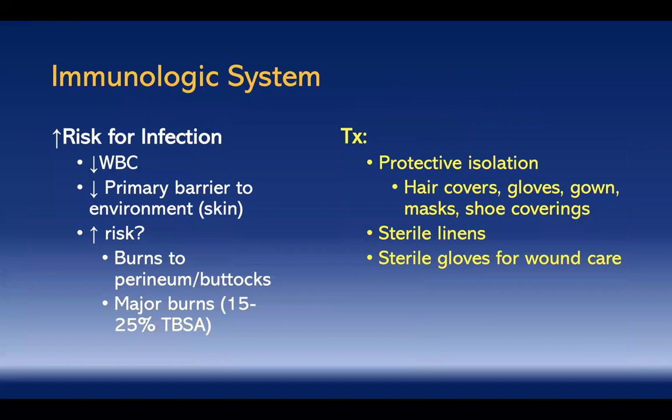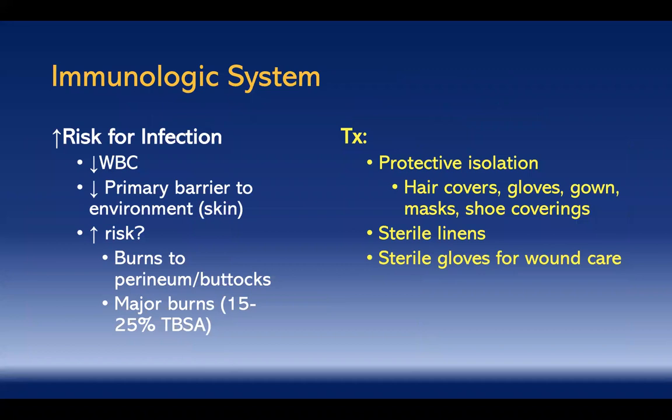Now, of course, the immune system is at risk for being a problem as well, because the physical barrier of the skin, which is our primary barrier for preventing infection, has been removed. And so these patients are at higher risk for infection. Plus, they often have a low white blood cell count because their white blood cells have been all kind of used up trying to recover from this injury.